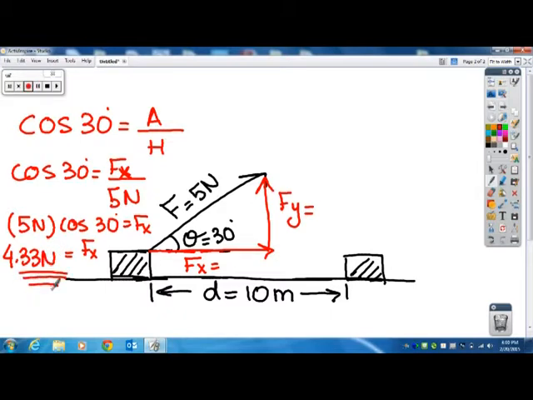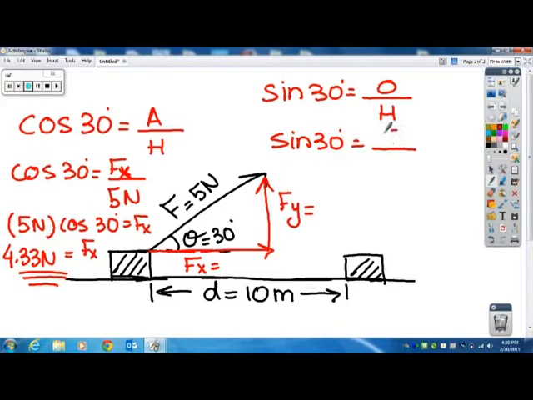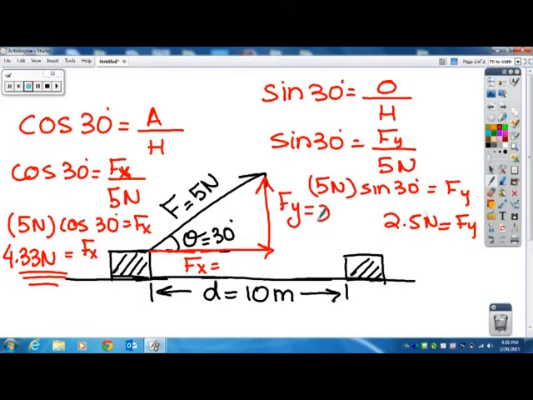This is what you're going to use to calculate the work done on the box as the box moves to the right. I'm still going to show you how to calculate the y component just for practice, but you're not going to need to use the y component to calculate the work. So the y component, the vertical component of the force, comes out to be 2.5 newtons.